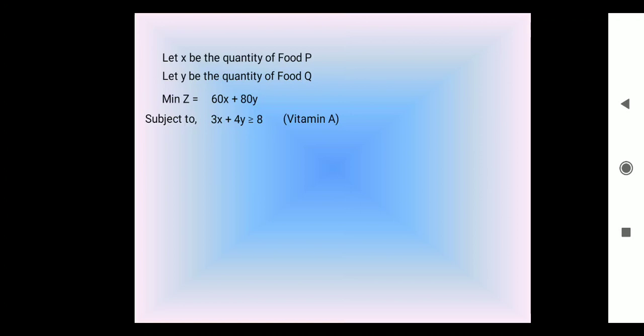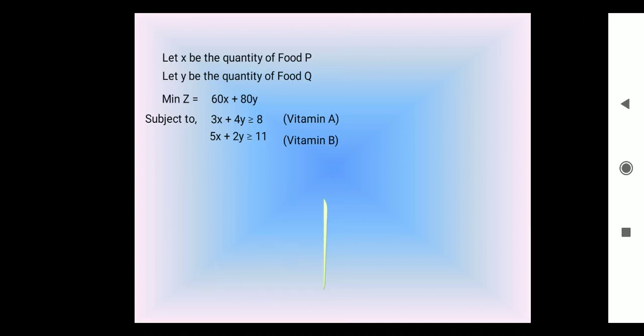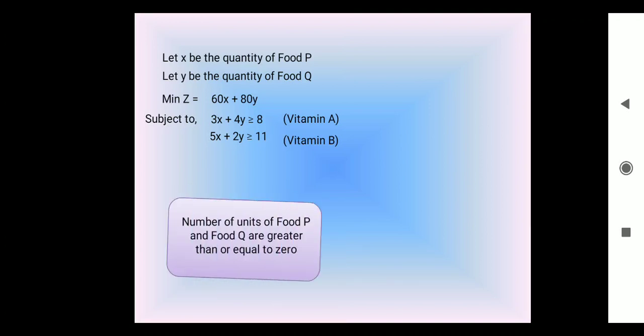Let us formulate the second constraint, that is food P contains 5 units per kg of vitamin B, food Q contains 2 units per kg of vitamin B. Mixture contains at least 11 units of vitamin B. Here also we need to use greater than or equal to. Therefore, the second constraint is 5x plus 2y greater than or equal to 11. This is for vitamin B. And the number of units of food P and food Q are greater than or equal to 0. This is our non-negative constraint, that is x comma y greater than or equal to 0.